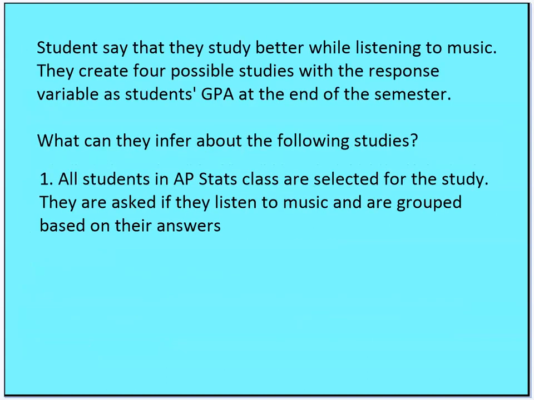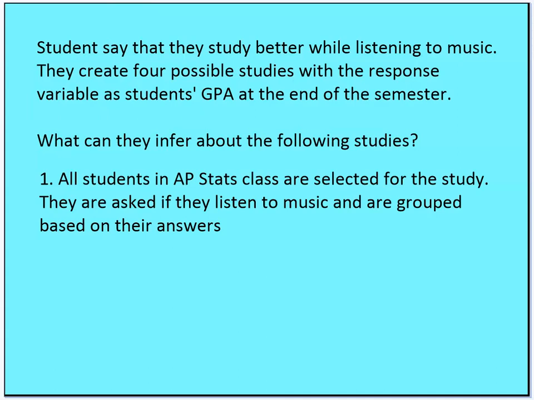All right, so here's an example of inferences in random assignment. So students say that they study better while listening to music. They create 4 possible studies with a response variable as students' GPA at the end of the semester. What can they infer about the following studies? So the first study is all students in the AP class are selected for the study, and they are asked if they listen to music and are grouped based on their answers.